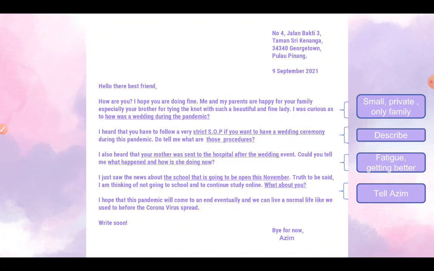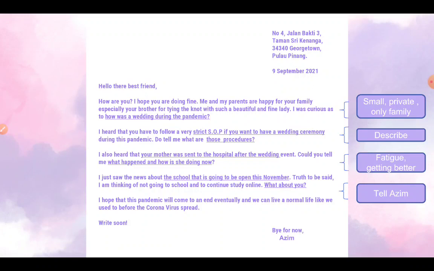Now, here comes the third paragraph. Azim said, I also heard that your mother was sent to the hospital after the wedding event. Could you tell me what happened and how is she doing now? Okay, here you have to tell Azim what happened to your mother during the event or after the event actually, and you have to tell Azim how your mother is doing now.